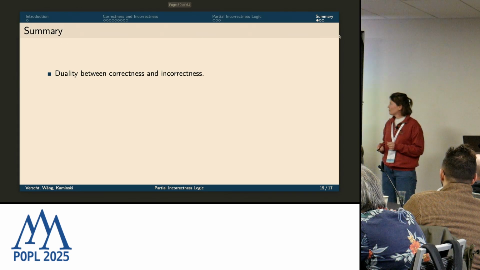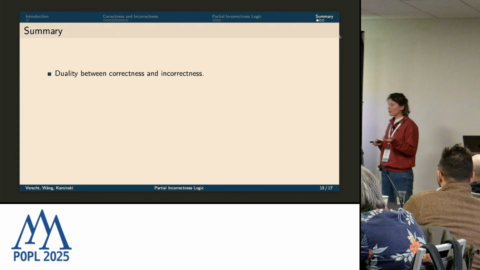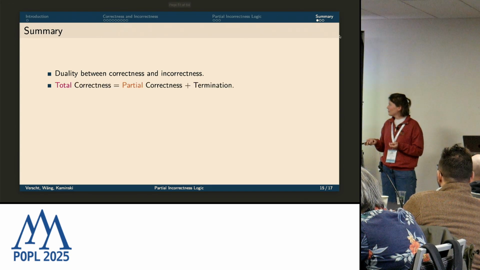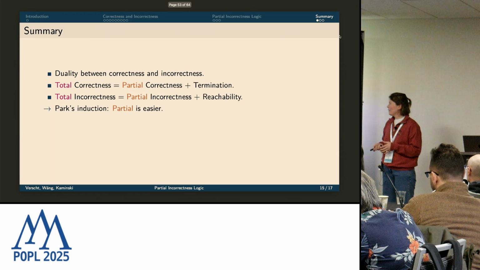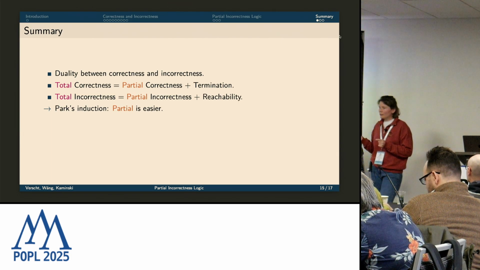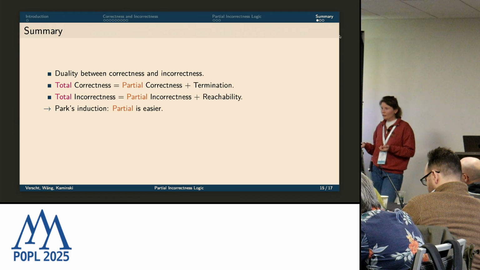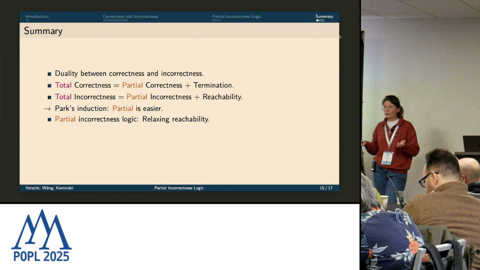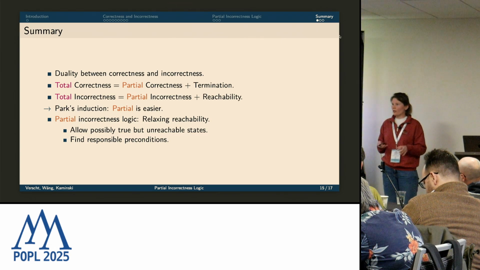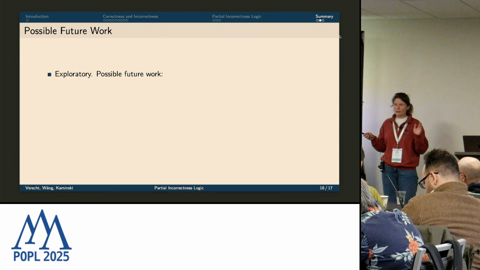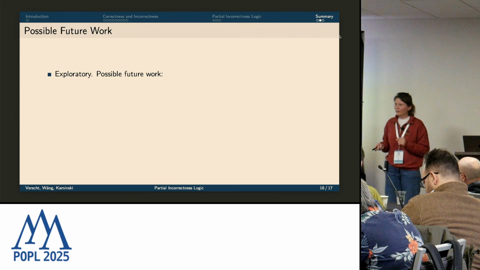So to summarize, we've seen this duality between correctness and incorrectness, and we've seen that we can express total correctness as partial correctness and termination, and dually total incorrectness as partial incorrectness and reachability. And using Park's lemma, we can prove both partial variants more easily. This can be useful when we want to relax these reachability conditions in the postcondition, and also to find preconditions that are responsible for some kind of outcome. This is ongoing work, still a bit of an idea, so there's a lot of things to do.